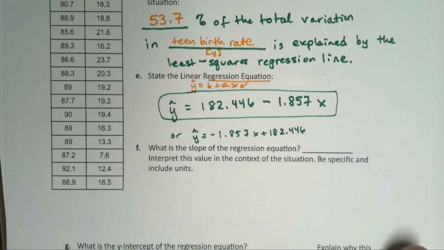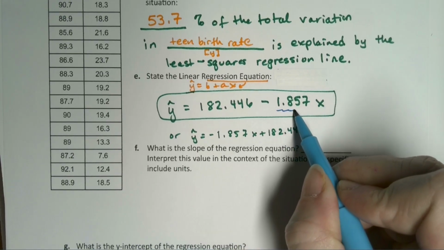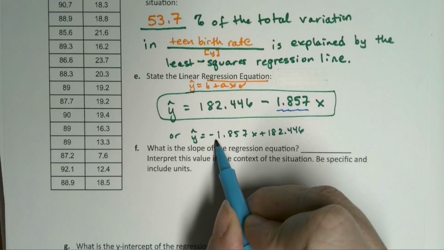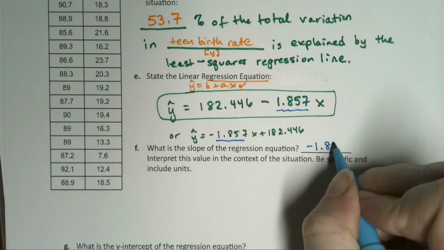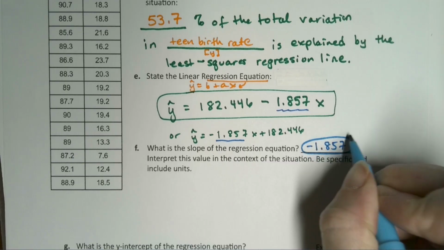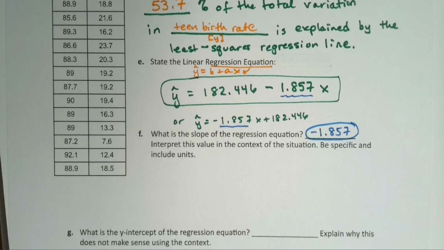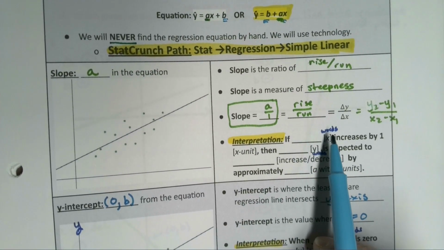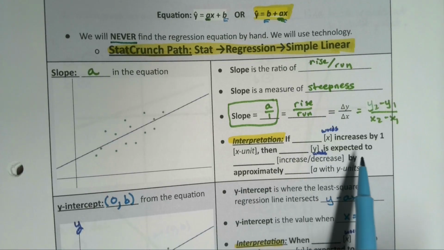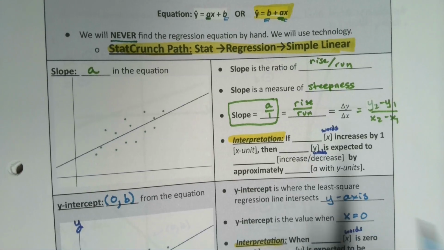Now, what was the slope? Well, the slope is always the number that's multiplied by the x. Whether it's in this form or this form, it's the one that's with the x. So it's negative 1.857. That is the slope. Now, to interpret it, we want to use the script for interpreting slope that we learned in section 4.2. Right? If our x in words increases by 1, then y is expected to increase or decrease by approximately a. So I'm going to write that script out with all the blanks, and then we'll fill it in.